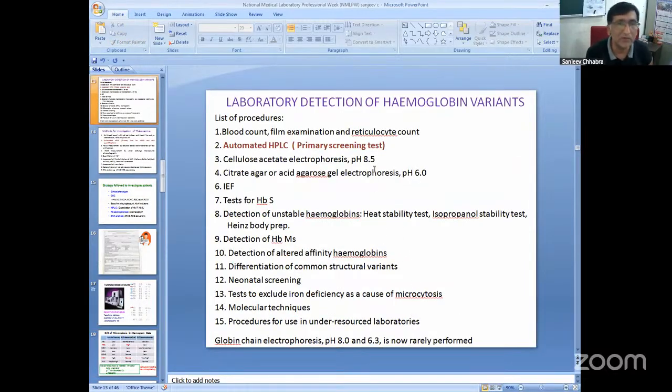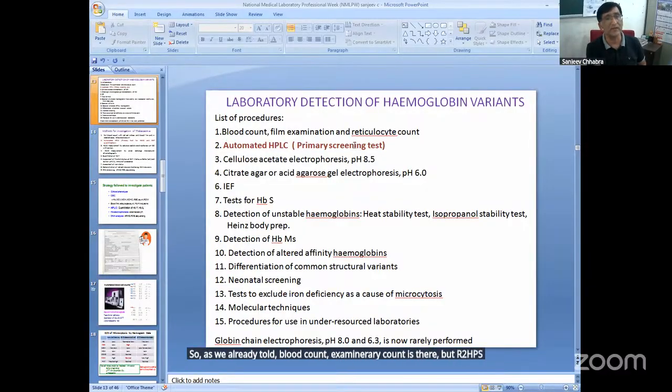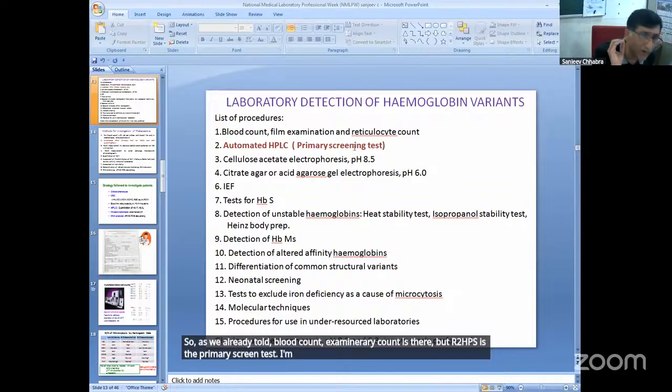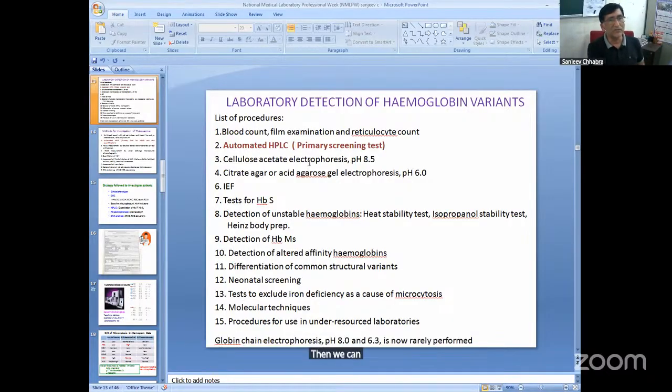Now, for detection of hemoglobin variants, a list of processes is there. As we already told, blood count, film examination, retic count is there, but automated HPLC is the primary screening test. I am putting quite a much more stress on this testing, but it is the most important for us. Then we can also use acetate electrophoresis at pH 8.5, citrate agar gel electrophoresis at pH 6, isoelectric focusing, tests for HbS like sickling test, solubility test, electrophoresis, all those things are there.